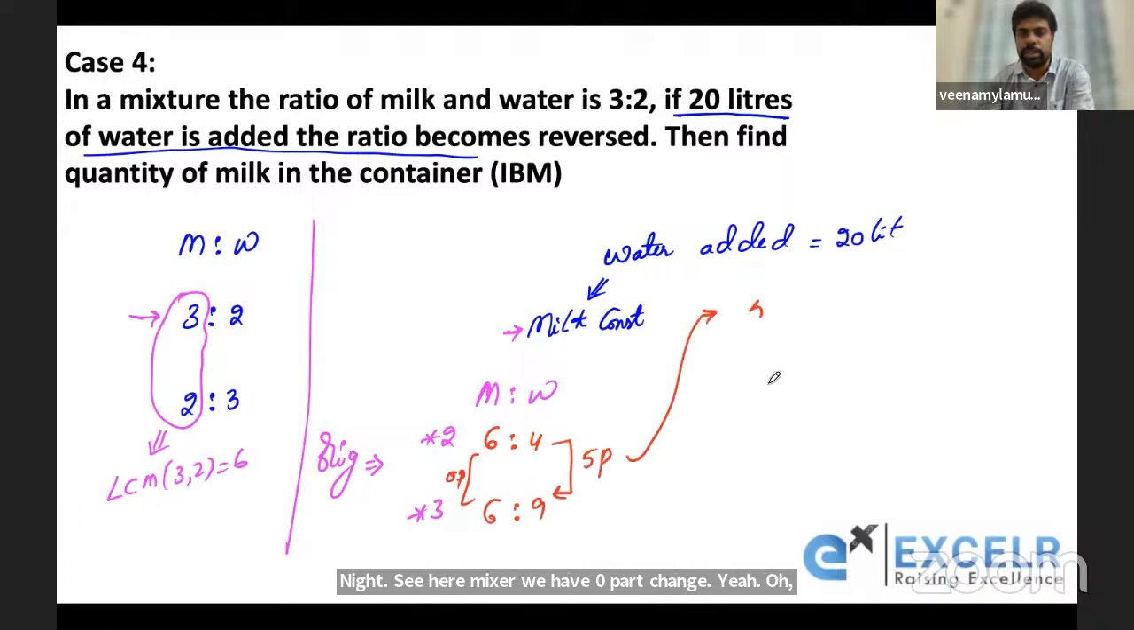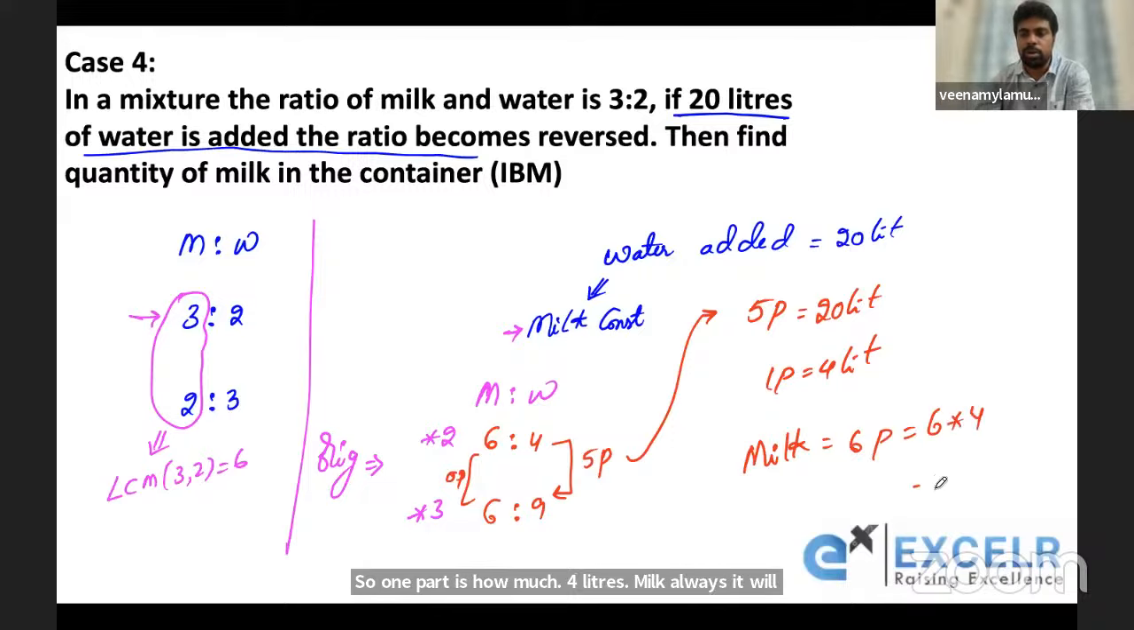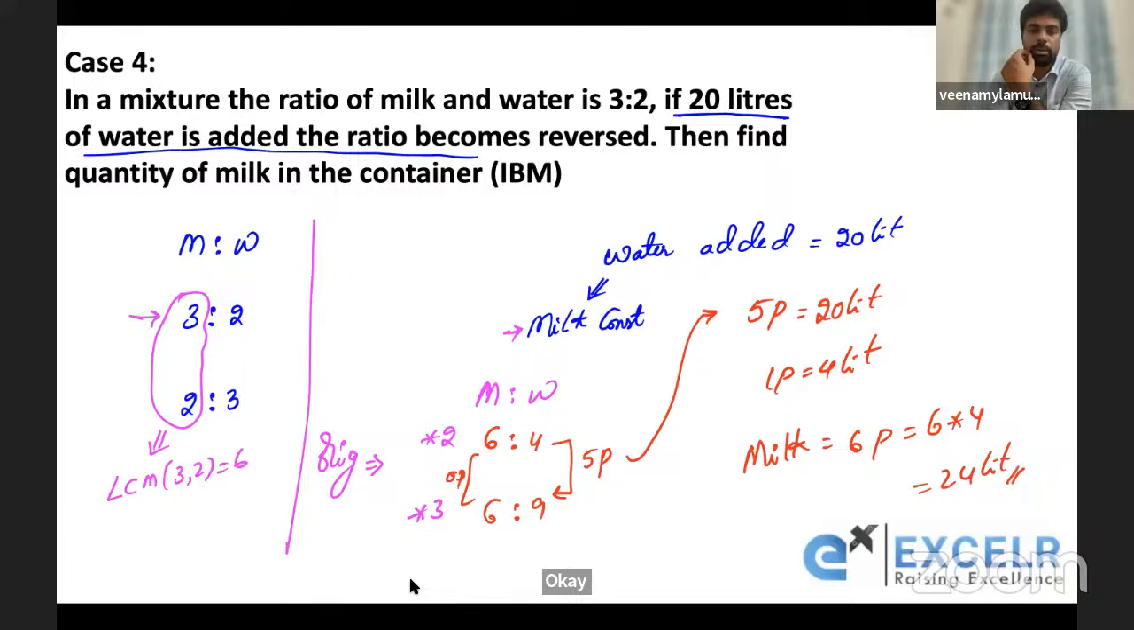So 1 part is how much? 4 liters. Milk, we should take from the original ratios, is always 6 parts. So it is 6 into 4, 24 liters. That's it. 24 liters. Okay. Understood?